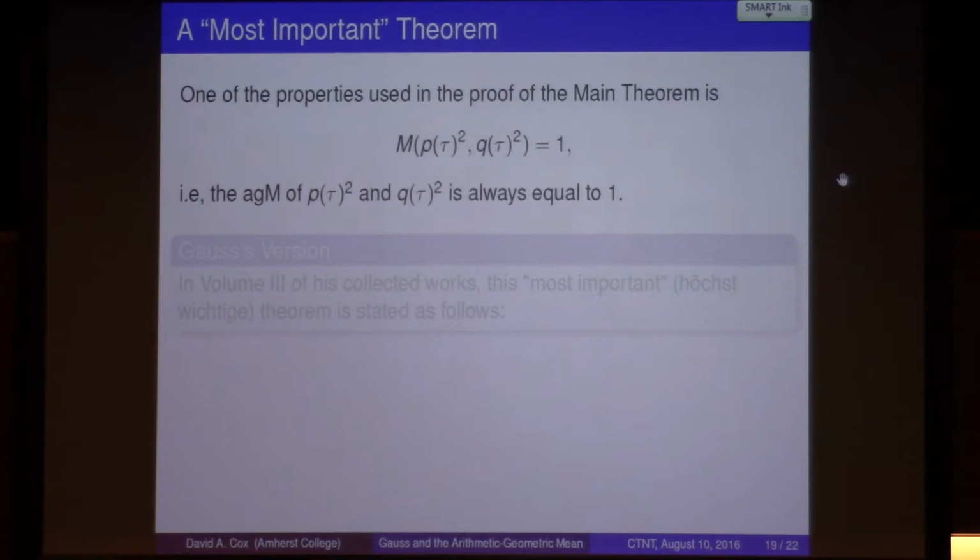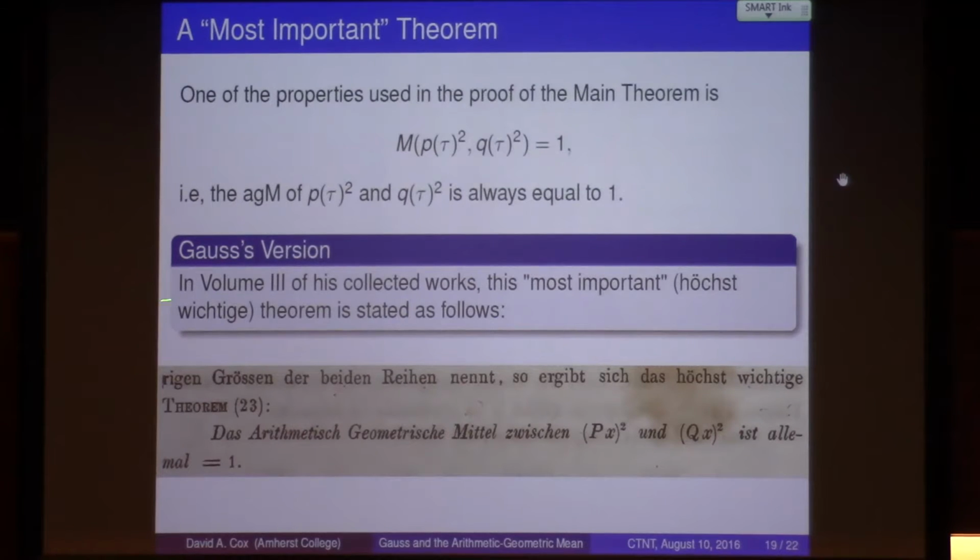Well, it turns out Gauss knew this fact, and here's how he states it. This is in volume 3 of his collected works. He says, "So ergibt sich das höchstwichtige Theorem." So that's the most important theorem. And it says the arithmetic-geometric mean between p of x squared and q of x squared is always equal to 1. So Gauss knew this result right here.